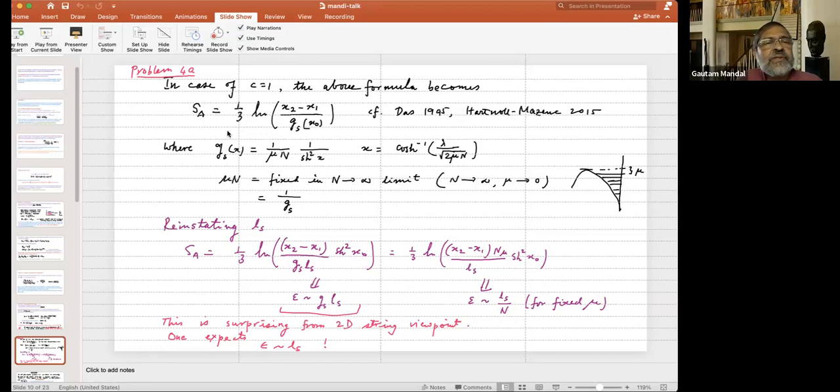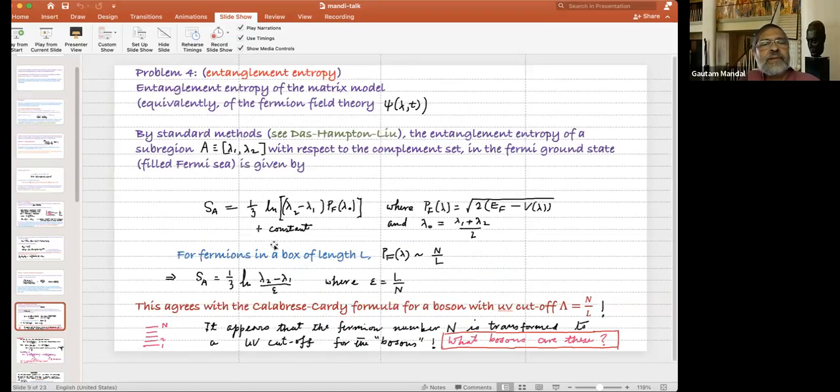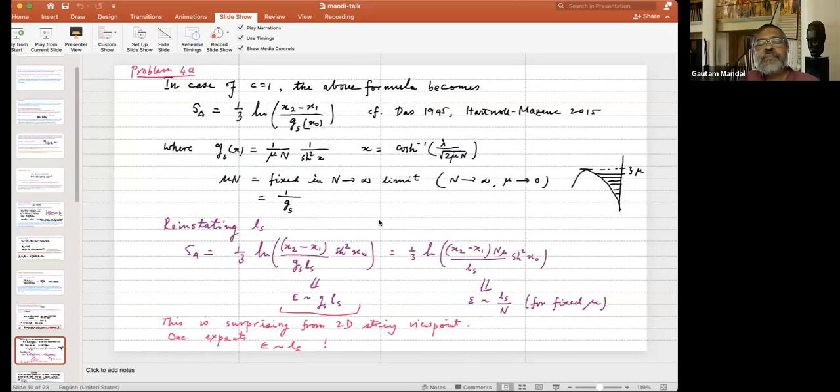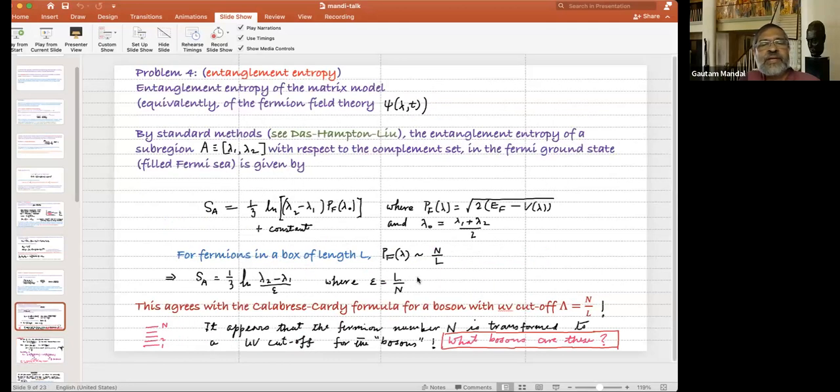So therefore, in case of c equal to 1 matrix model, the entanglement entropy formula can be thought of in two different ways. One is a similar expression to what we found earlier, so look at the second expression. It is like lambda 2 minus lambda 1 divided by epsilon, where epsilon was L upon n.